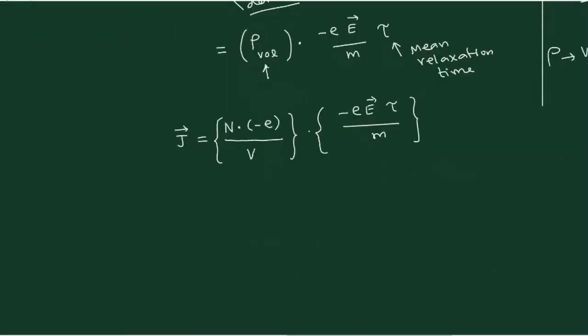And when this is clear, now we can go to some kind of a notation. Notation means capital N by capital V, we will call by the symbol small n. Let me write down here. Capital N by capital V is what is known as the number of electrons per volume, and that is what is known as the number density.